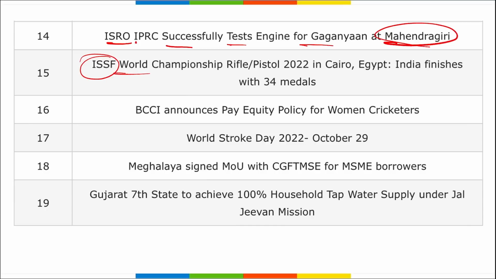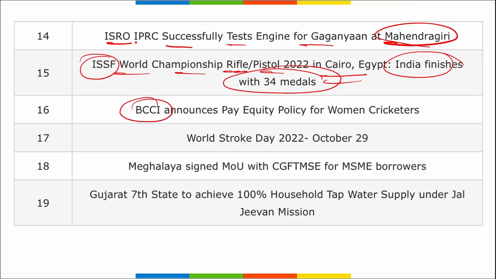Then ISSF World Championship for Rifle and Pistol for 2022 was held in Cairo, Egypt, and India has finished here with 34 medals. BCCI has announced the pay equity policy, that is equal pay for the women cricketers also has now been announced.